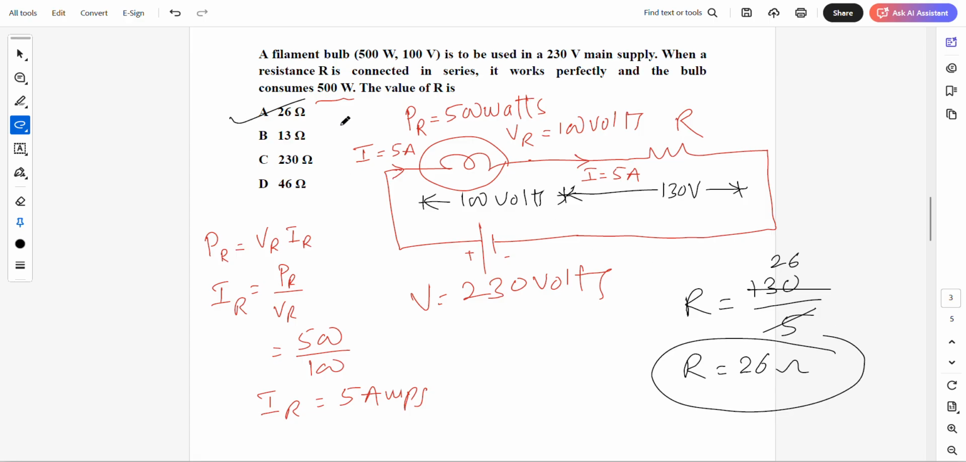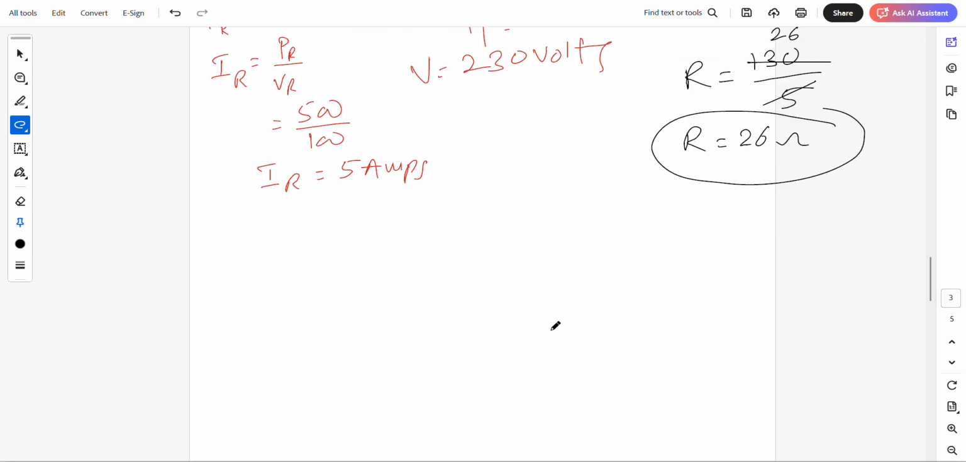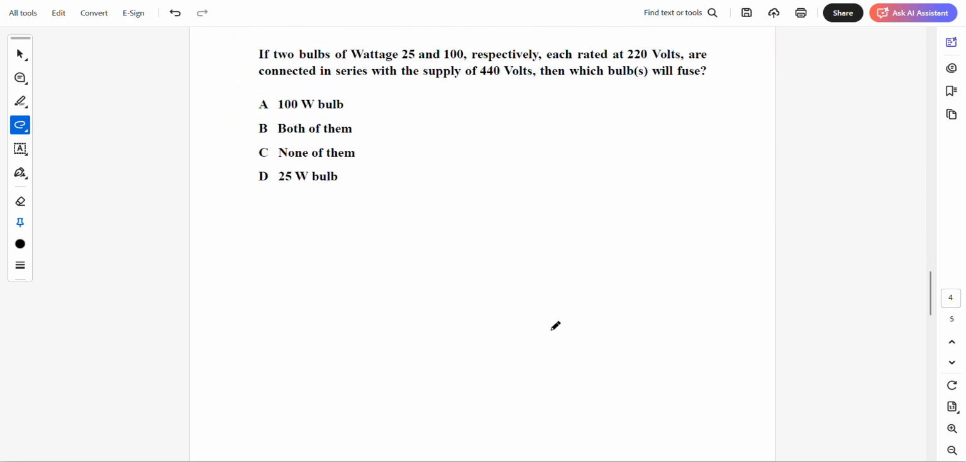Hope you understood this. Very easy sum. Now we'll do the next sum. What is it saying?